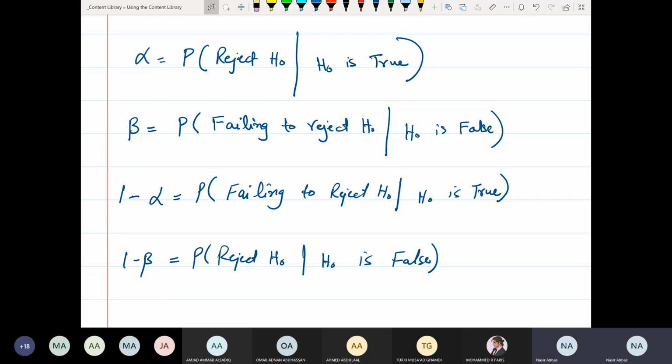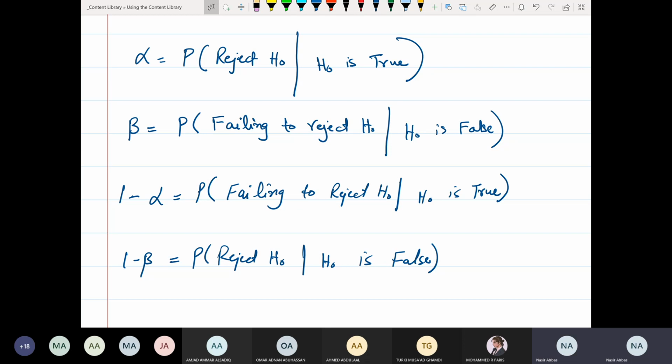Now, as we said, it's almost impossible to minimize both of these errors, type 1 error and type 2 error. So what we do is we try to fix one and see how the other is behaving. That is why in every question of hypothesis testing or confidence interval, the first thing we do is fix the probability of type 1 error. We fix alpha either at 5% or 1% or 10% or whatever. So we fix the probability of type 1 error and we try to see how type 2 error is behaving.